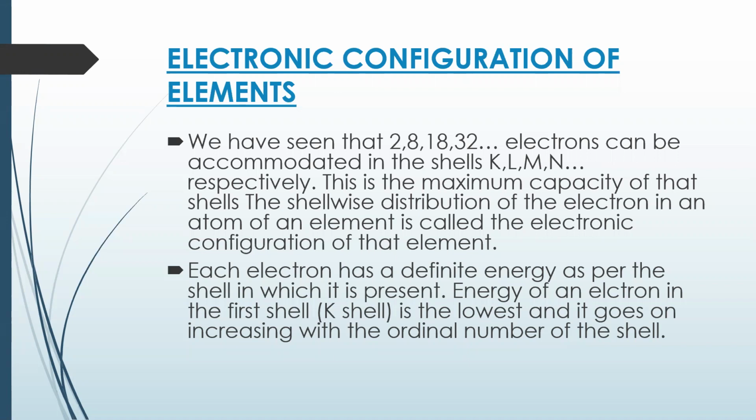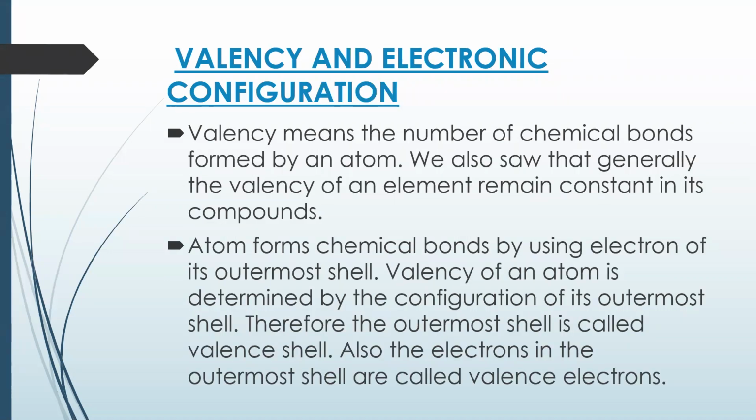Valency and electronic configuration of its outermost shell. Valency of an atom is determined by the configuration of its outermost shell. Therefore, the outermost shell is called the valence shell. The electrons in the outermost shell are called valence electrons.